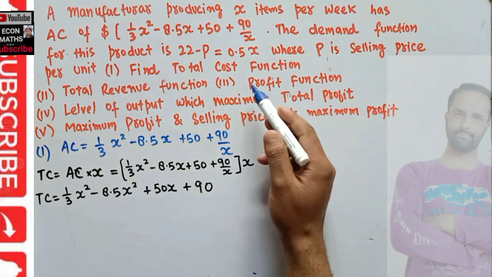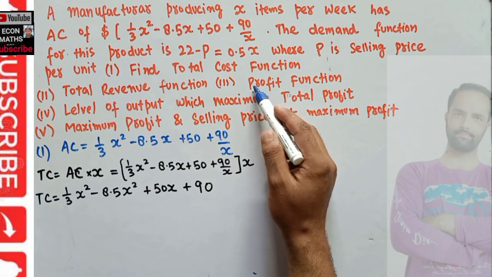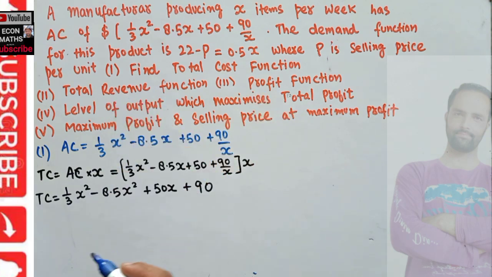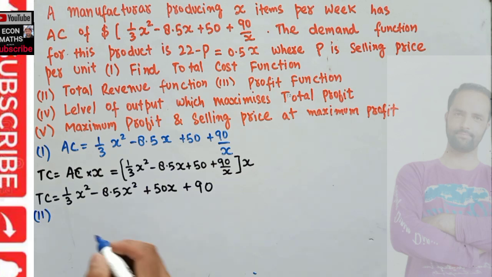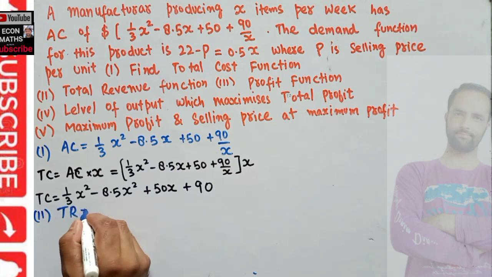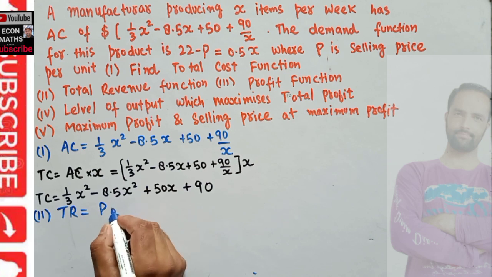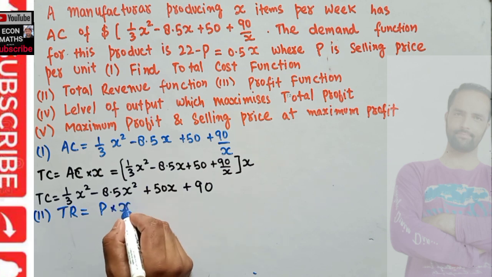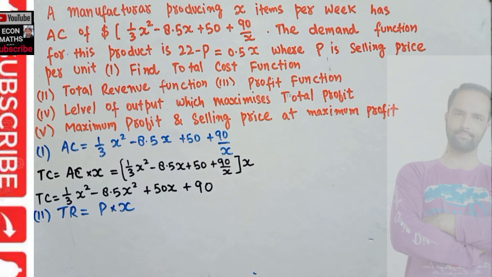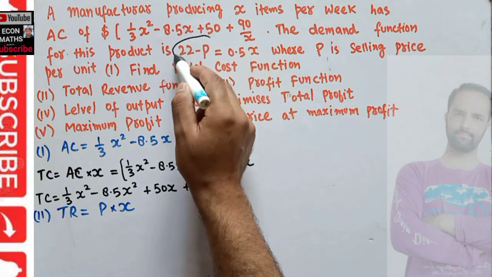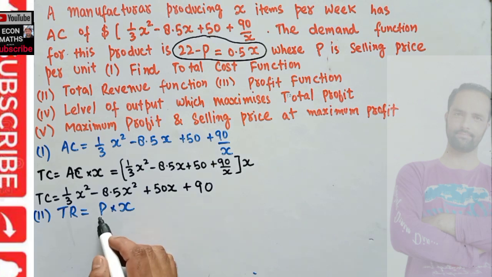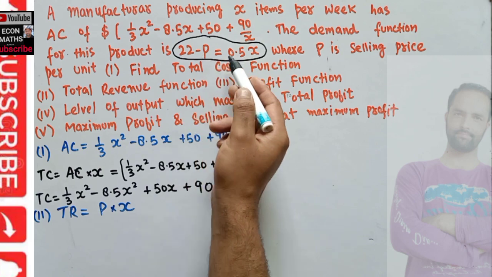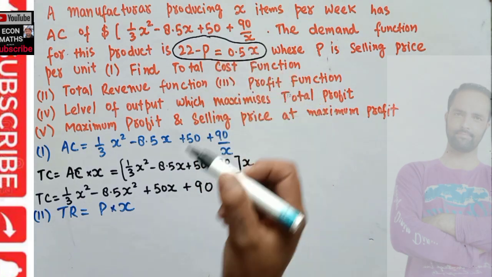Coming to the next, that is to find out the total revenue function. So second part is to find out the total revenue function. Now you know that total revenue is equal to price into quantity, which is your output. So first, this is our demand function, we need to solve it for p. Then to get the price function, we will multiply it by x. So we have 22 minus p is equal to 0.5x. We will solve this for p.